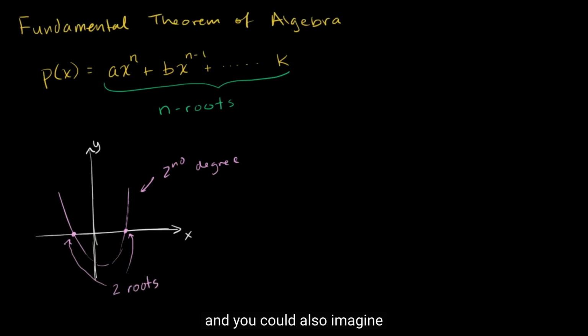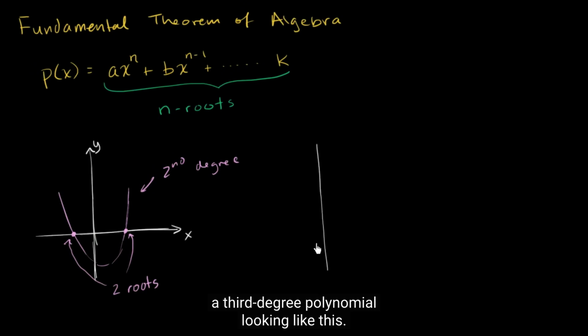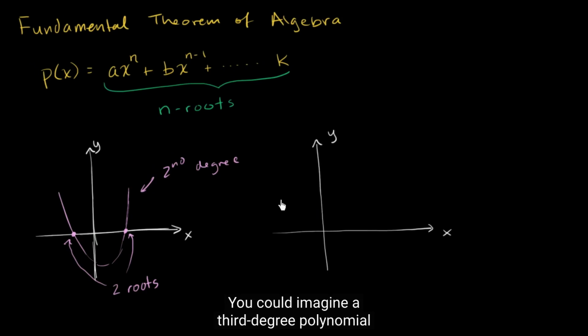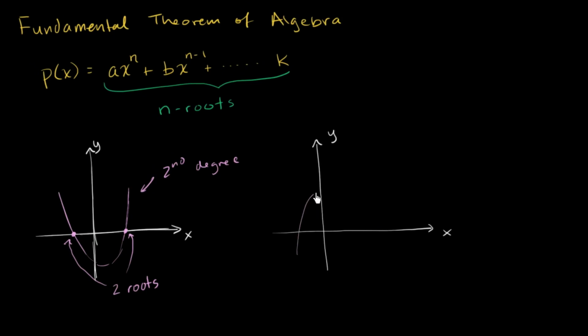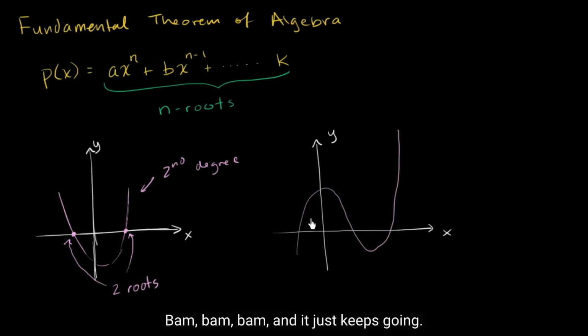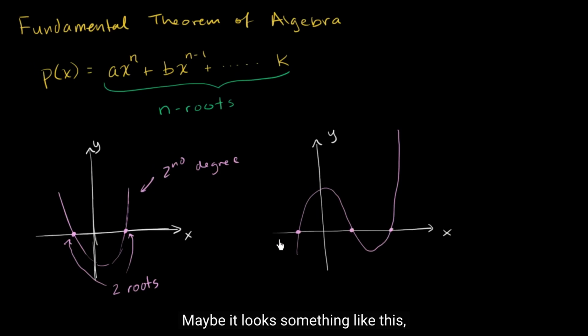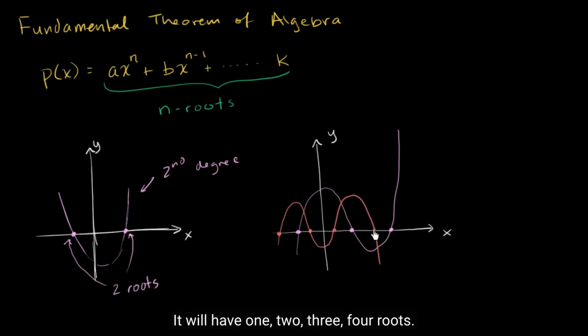And you could also imagine a third degree polynomial looking like this. So that's my y-axis, this is my x-axis. You could imagine a third degree polynomial looking something like this, bam, bam, bam, and it just keeps going. And here you see it's a third degree polynomial, and you'll see it has 1, 2, 3 roots. And I could have a fourth degree polynomial that maybe looks something like this, and you say, okay, that makes sense. It'll have 1, 2, 3, 4 roots.